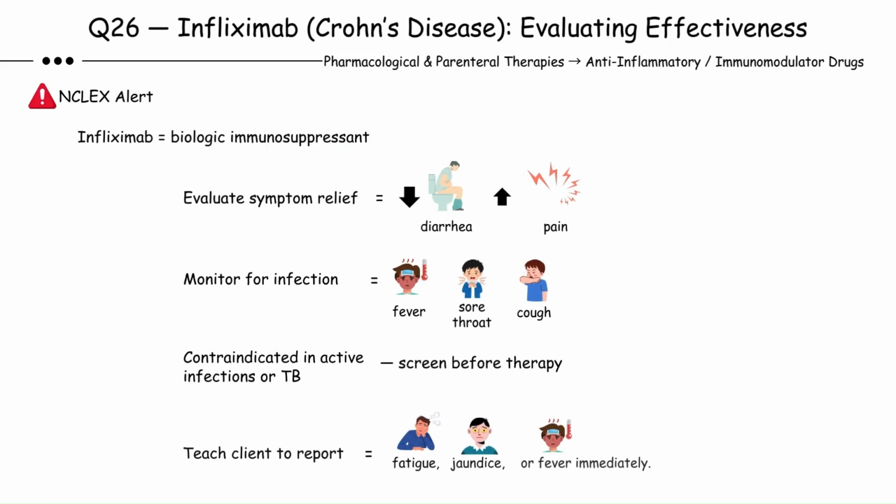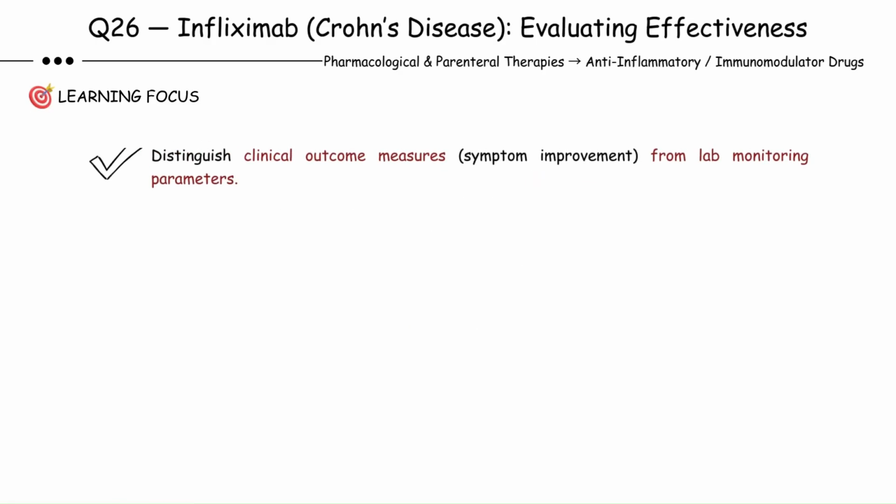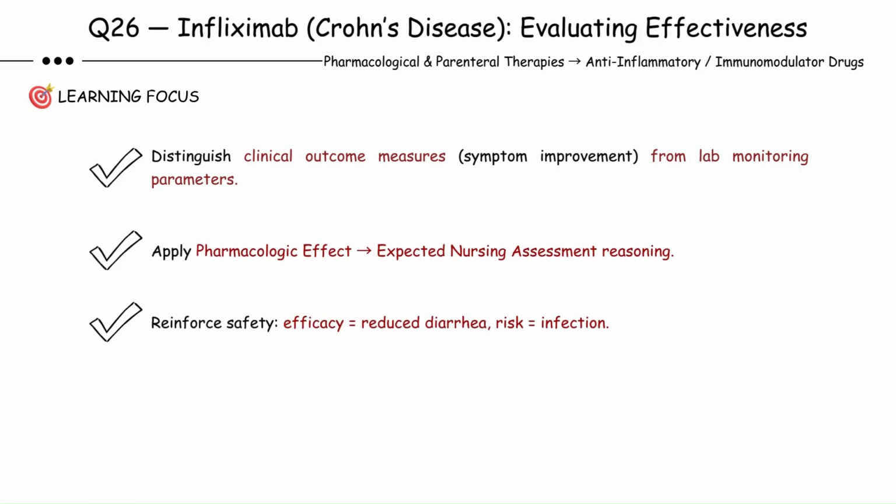Now let's reinforce the key safety points. Infliximab suppresses immune activity. That means higher infection risk, so always screen for tuberculosis before starting the medication, and teach the client to report fever, sore throat, cough, or unusual fatigue immediately. Key takeaway? Effectiveness is measured by improved stool pattern. Safety is monitored through infection surveillance. Let's move on to the next pharmacology question.